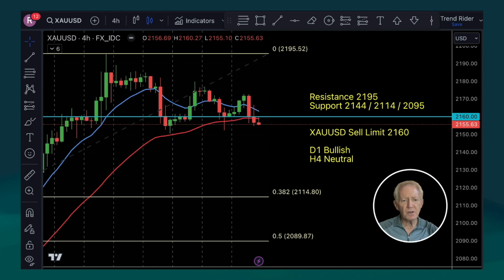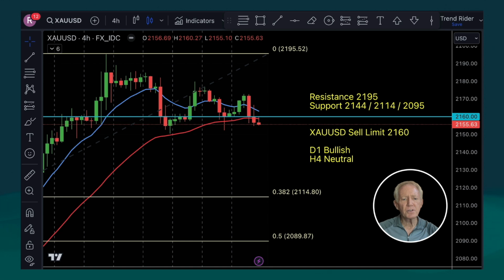And that is just a little bit above where it closed on the U.S. session on Friday. We have resistance at 2195. Of course, that's the all-time high. Then we have support at 2144, and then below that 2114, and then below that 2095. But a sell limit on gold at 2160.